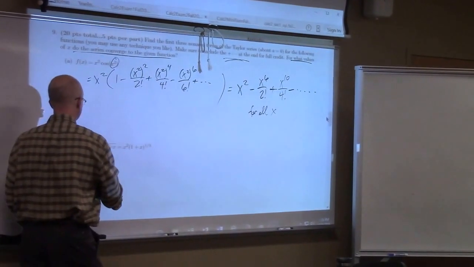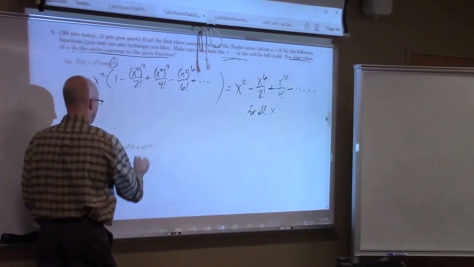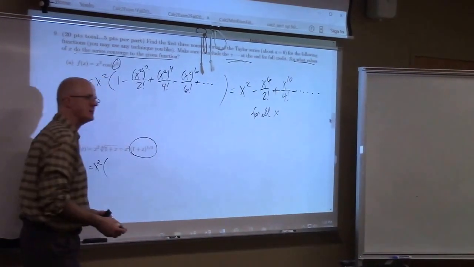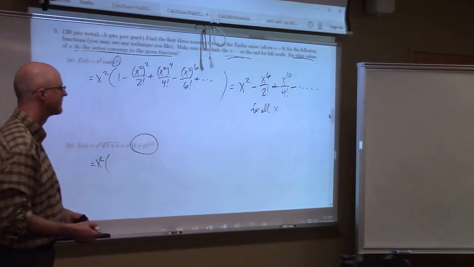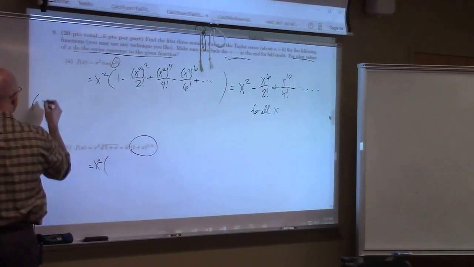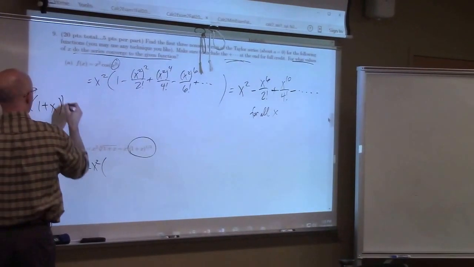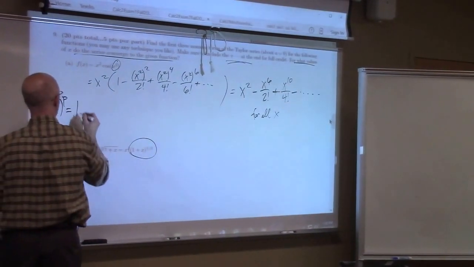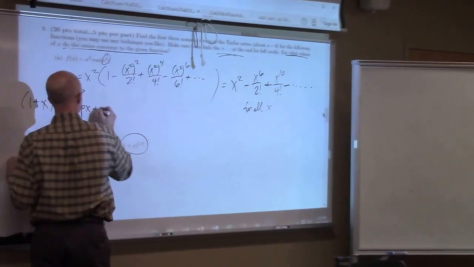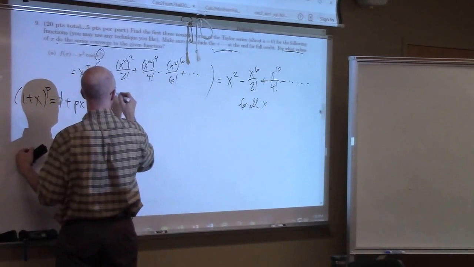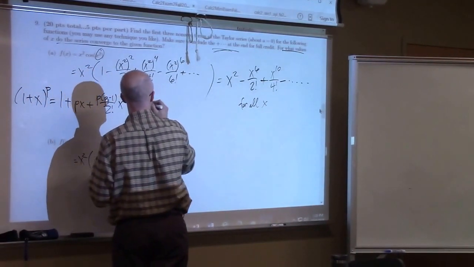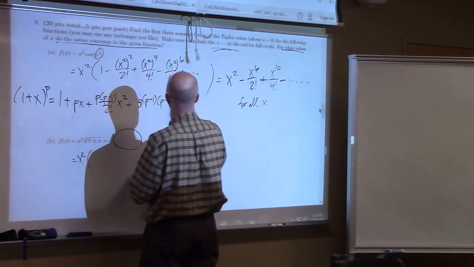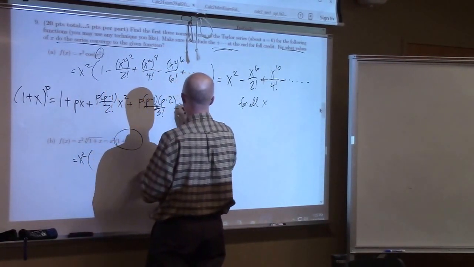This one, for the 1 plus x to the 1/3, you want to use a binomial series formula. That in general, to find 1 plus x to the p, you get 1 plus p times x plus p times p minus 1 over 2 factorial times x squared plus p times p minus 1 times p minus 2 over 3 factorial times x cubed.